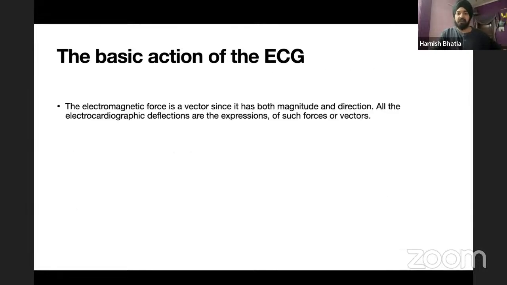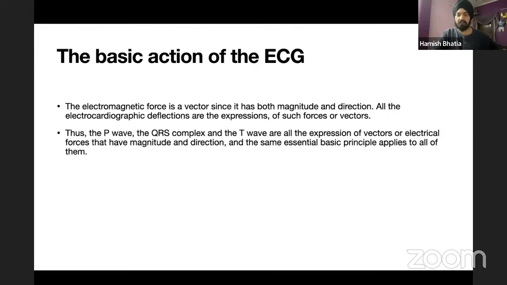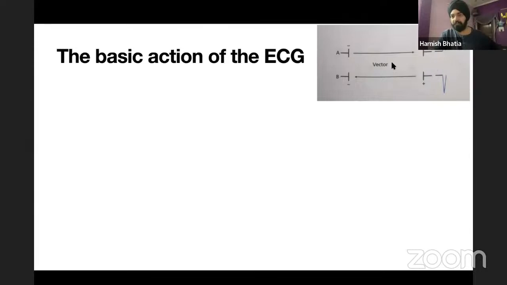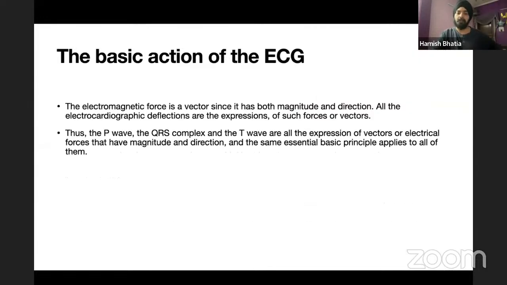The electromagnetic force is a vector since it has both magnitude and direction. All the ECG deflections are the expressions of such forces or vectors. Okay? So in this last figure which we saw, the current is flowing from here to here. So it has a direction, the direction in which it's flowing, and it has a magnitude, the force with which it is flowing, right? So the direction and force both are represented in the ECG, right?